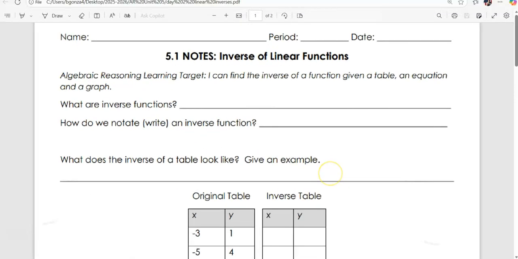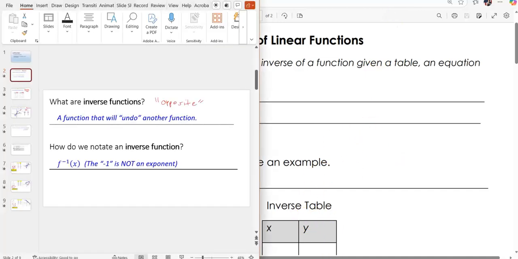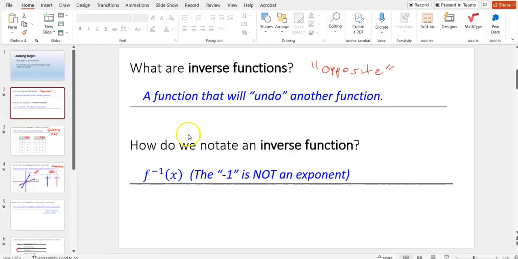All right, so here's your notes, right? So in algebraic reasoning, we're going to find the inverse of a function given a table, an equation, or a graph. Let's do that. So the very first line, it's not going to be perfectly matching, but it's the same stuff. Where it says, what are inverse functions? Go ahead and write a function that will, quote unquote, undo another function. Okay, write that down right there, please.